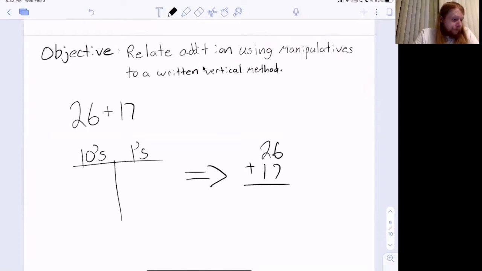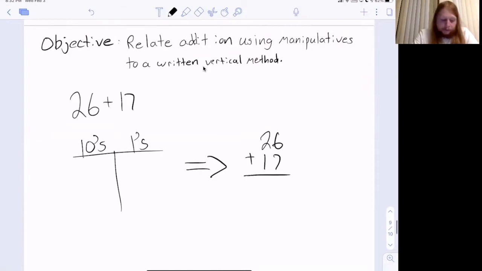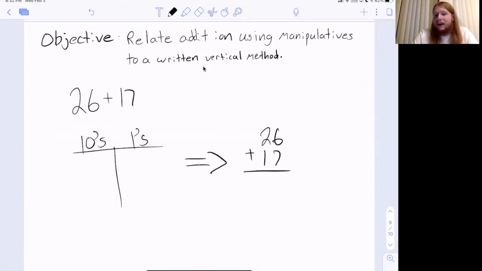So let's go ahead and work how we worked last time with 26 plus 17. How many tens are in 26? I almost said the answer. How many tens are in 26? Two. One, two. How many ones are in 26? Six. One, two, three, four, five, six.